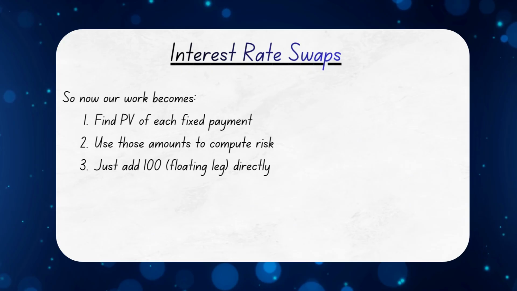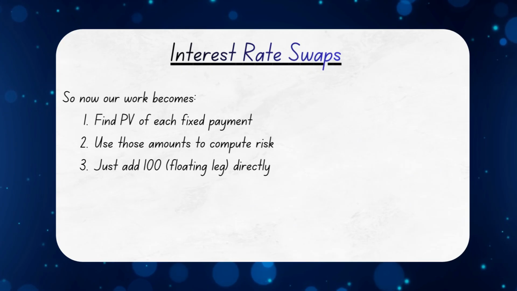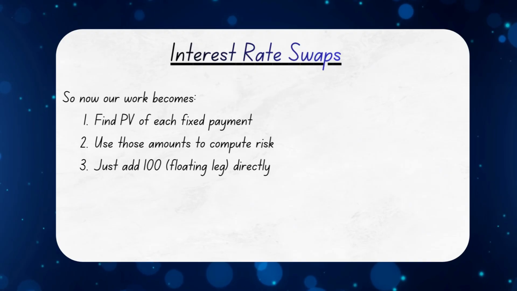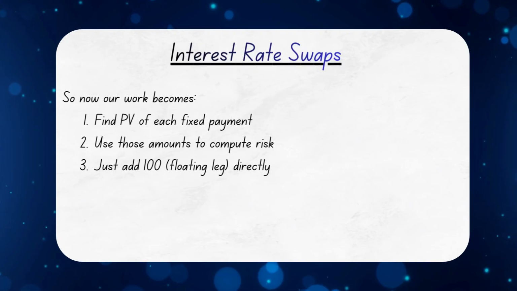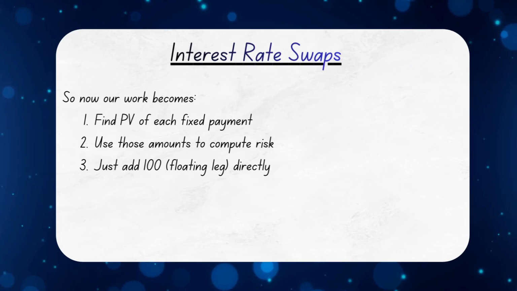So our job becomes much simpler now. First, we calculate the present value of each fixed payment. Second, we use those PVs to measure risk. And finally, we just add the floating leg value directly as 100.